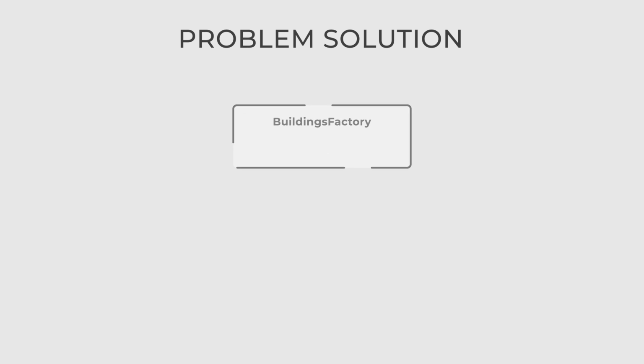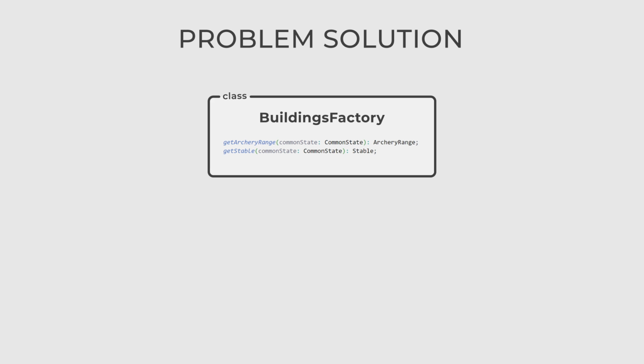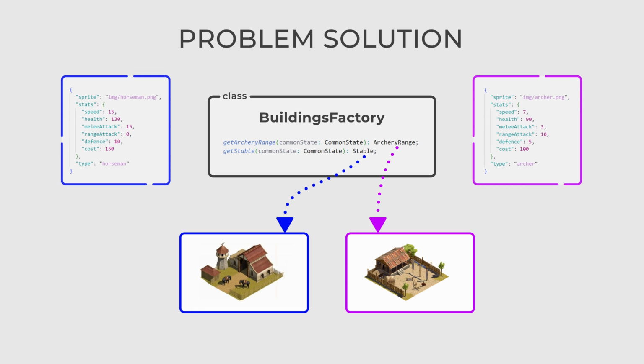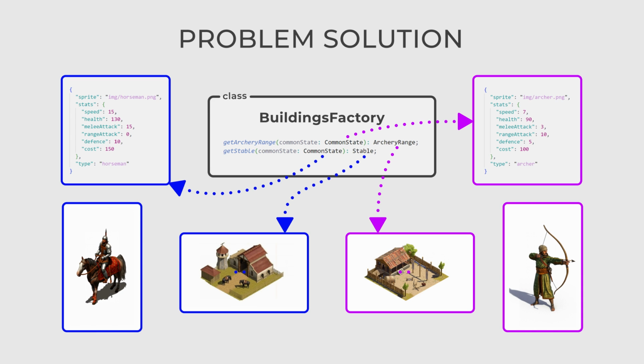Let's create a class and call it BuildingsFactory with two methods, getArcheryRange and getStable. These two methods must accept the common state of the unit, such as sprites, speed, types, etc., so that BuildingsFactory can understand which archery and which stable it should return.